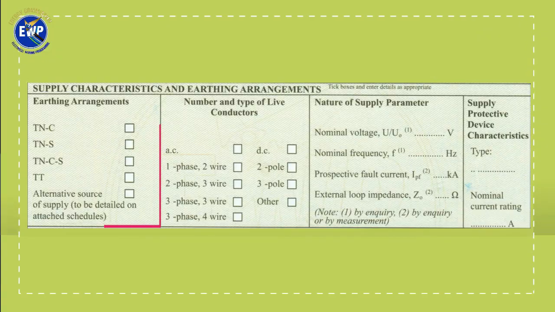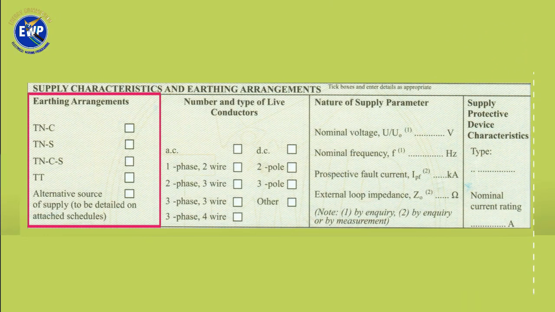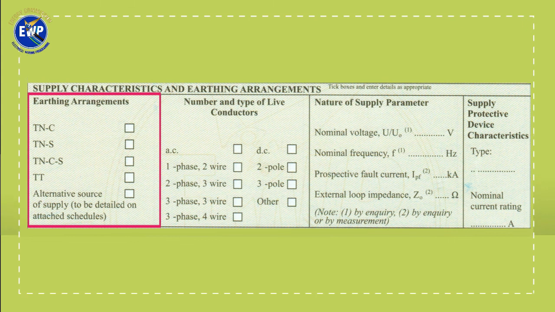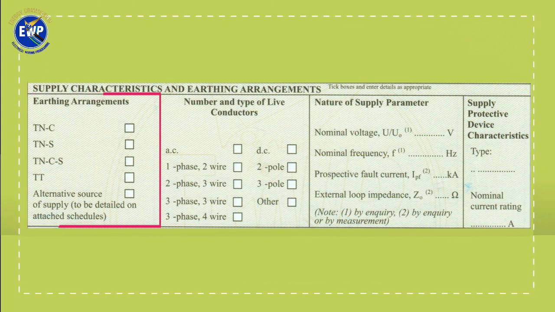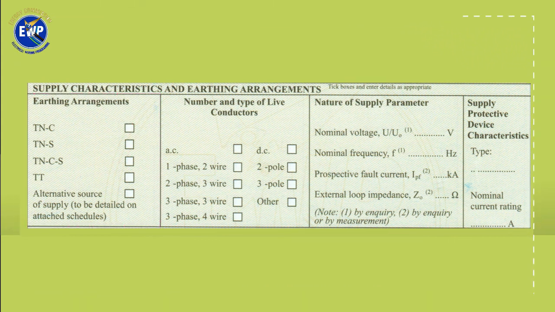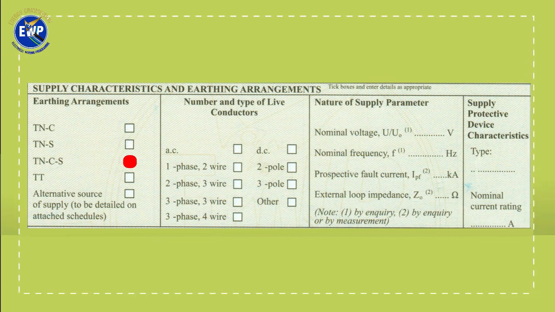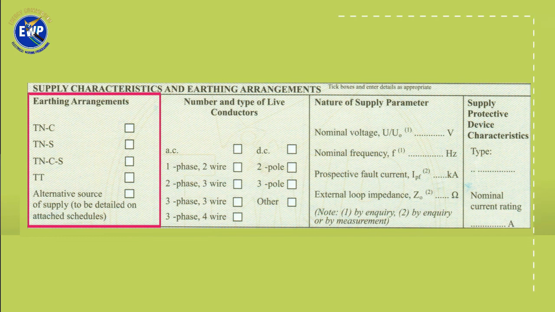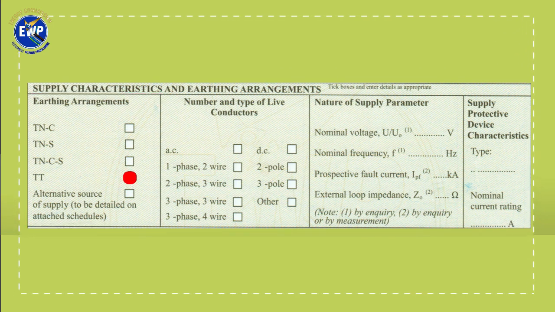Next is supply characteristics and earthing arrangement. And under earthing arrangement, you find that there are different types of earthing system. We have the TNC, the TNS, the TNCS, and then the TT. What is common in our jurisdiction is mostly the TT system. There are facilities that come with TNCS or TNS system in Ghana. So you are to make sure that you understand the type of earthing system and then tick accordingly.